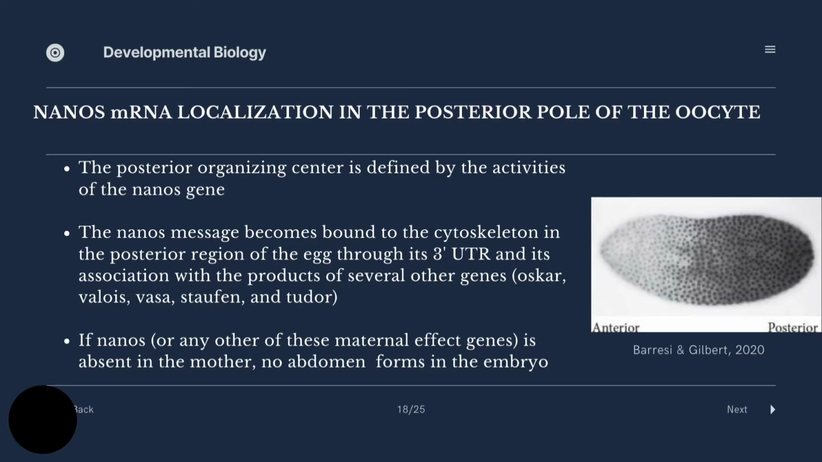Next is the localization of nanos mRNA in the posterior pole of the oocyte. The posterior organizing center is defined by the activities of the nanos gene, and the nanos message becomes bound to the cytoskeleton in the posterior region of the egg through its 3' UTR region and its association with the products of several other genes like OSKAR, STAUFEN, etc. If nanos or any other of these maternal effect genes is absent in the mother, no abdomen forms in the embryo.